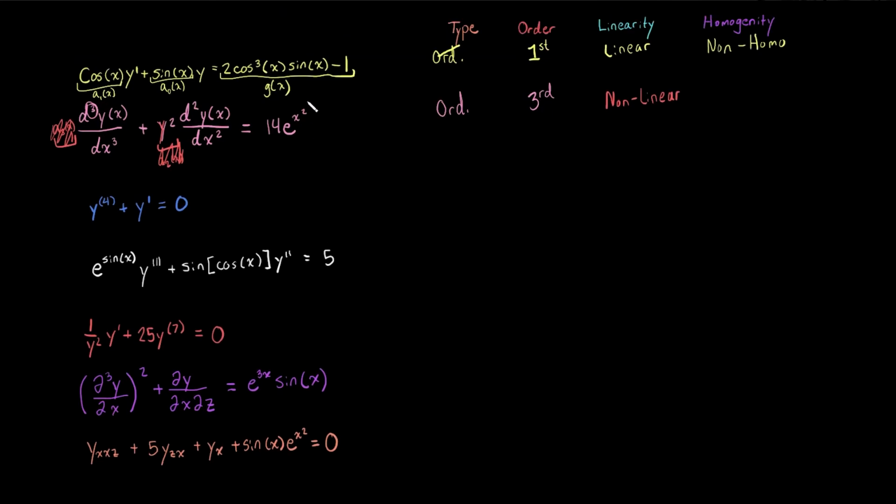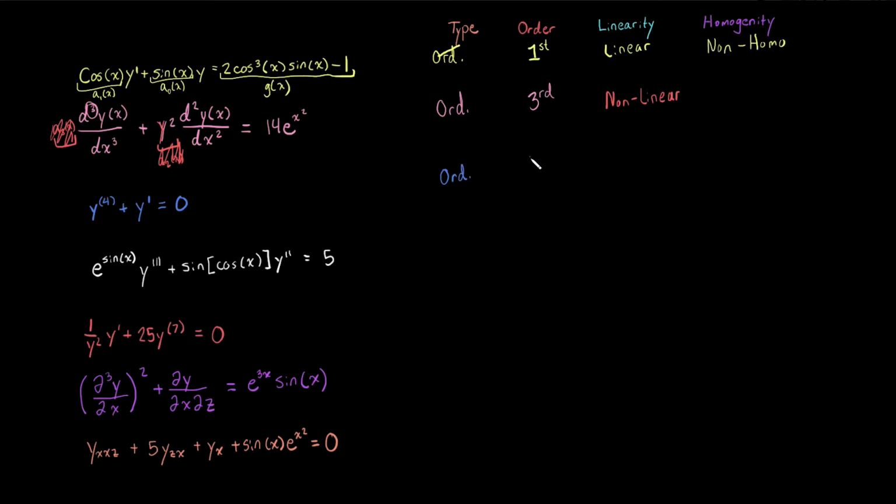So from there, we have the next equation. We have the fourth derivative of y plus y prime is equal to 0. Now we'll notice that this only includes ordinary differentials. So this is an ordinary differential equation.